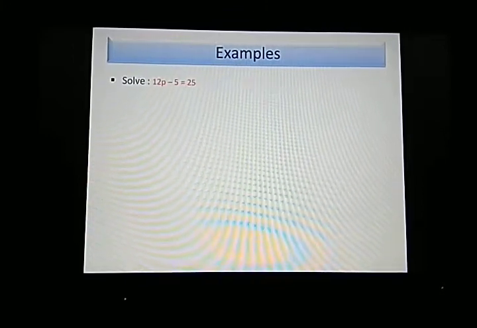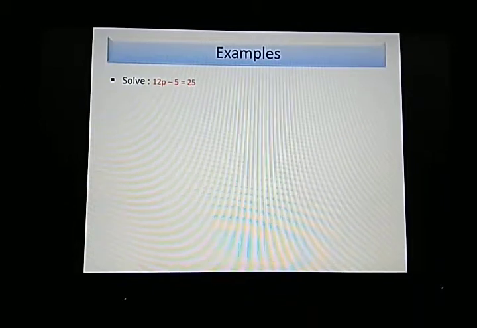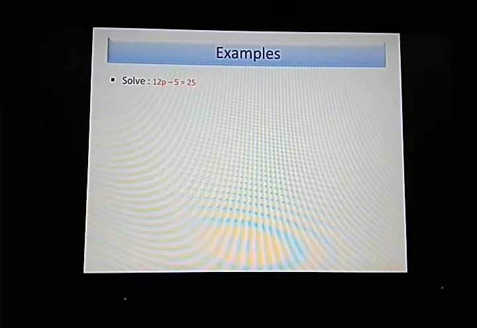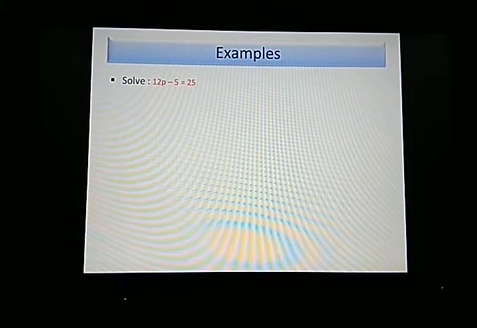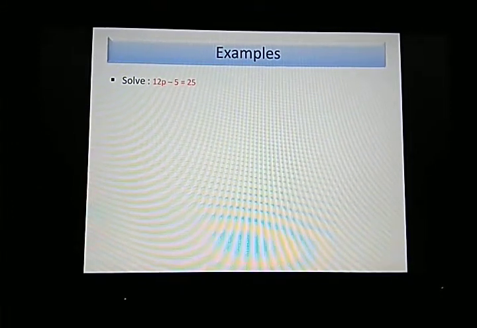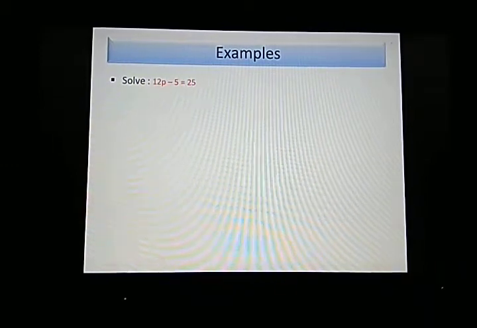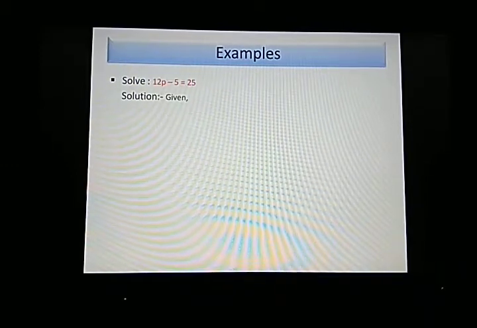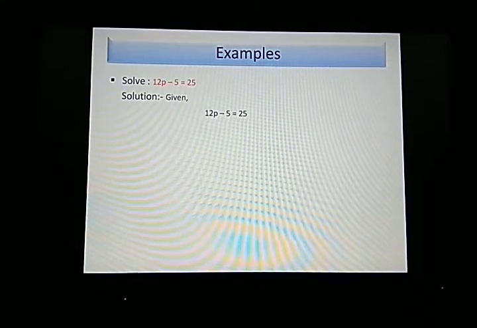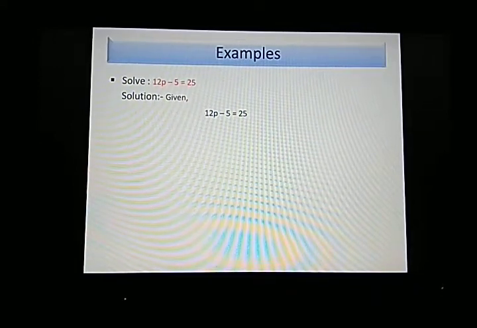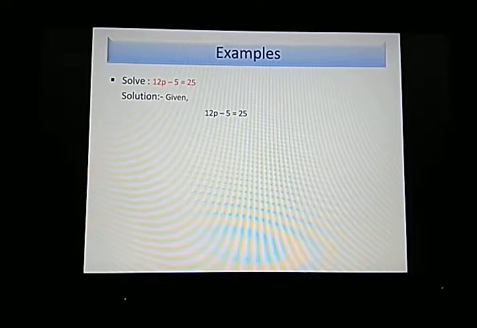The first example is: solve 12p minus 5 is equal to 25. Now it is well understood from the question that we need to find the unknown value, that is the value of the variable p. So let us see how to do that. First of all we will write what is given to us, that is the given equation 12p minus 5 is equal to 25. Next thing what we will do here is that we will be using the transposing method.